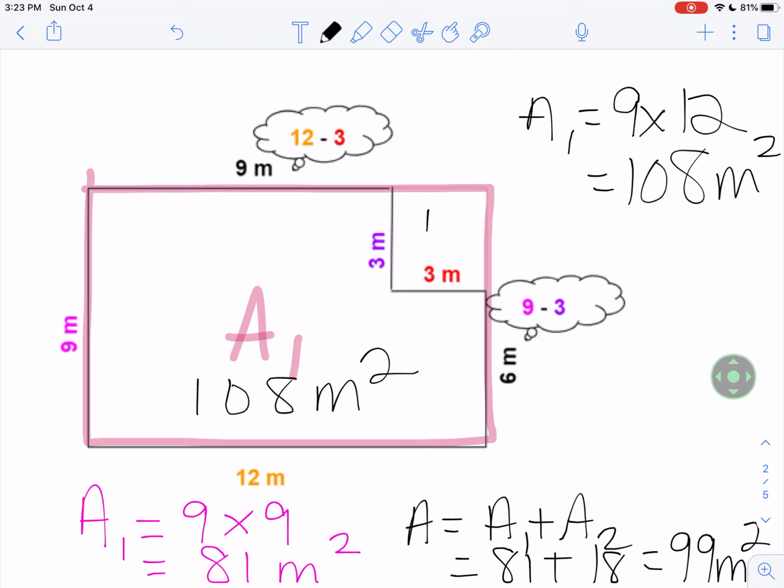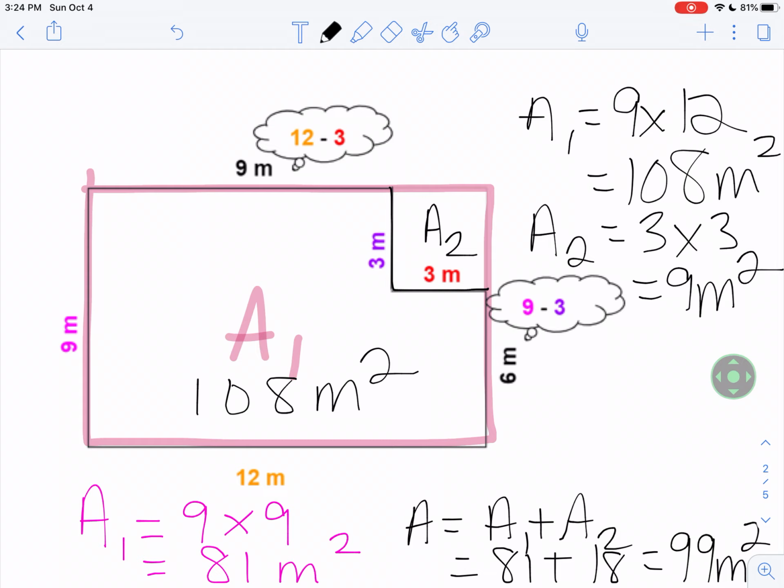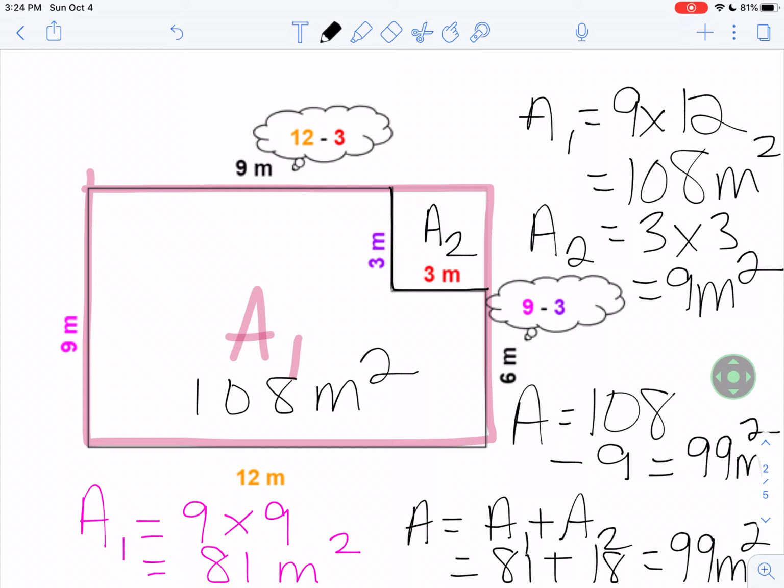And then area 2 is the small square up here. So we're going to take away 3 times 3, or 9 meters squared. So our total area is 108 minus 9, which gives us 99 meters squared. The same answer. So in most cases, you can either add to find the total area or subtract to find the total area. Sometimes one way is easier than the other, so you get to pick.